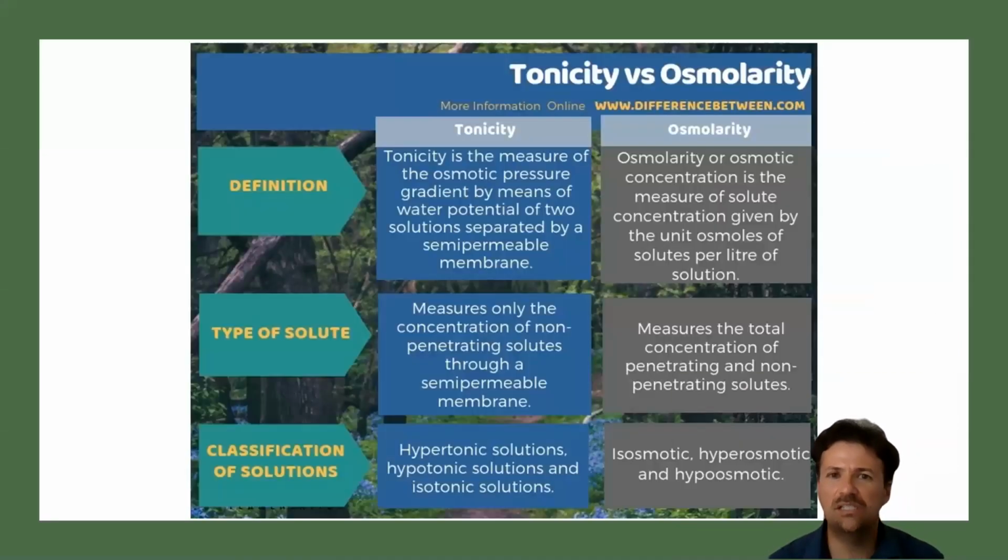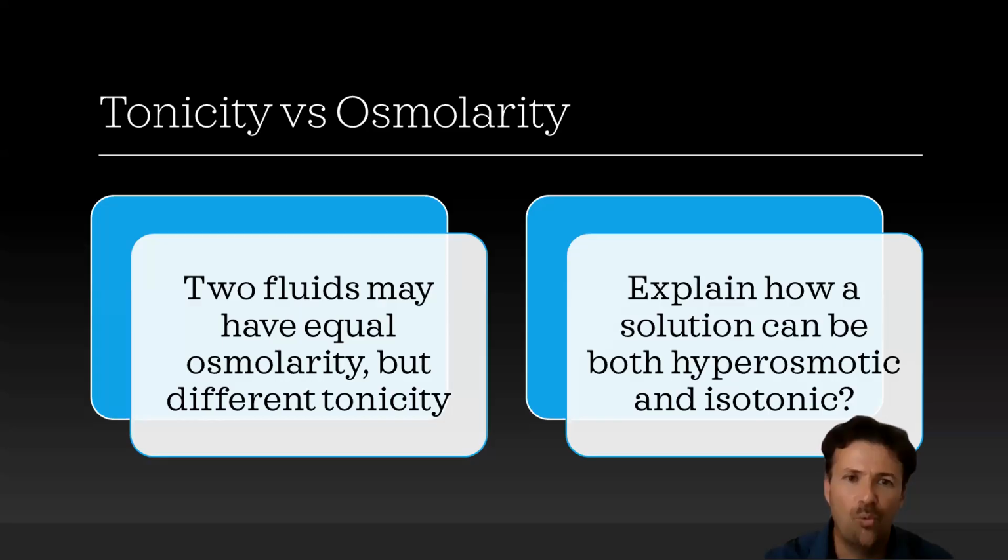So this is just a little summary table telling you the difference between tonicity and osmolarity. I want you to take your time and think about these things and consider them. You can pause the video here and read it. And we're now going to look at an example where two fluids can have equal osmolarity but a different tonicity. And I'm going to show you an example where a fluid could be hyperosmotic but isotonic as well. So let's look at that here.